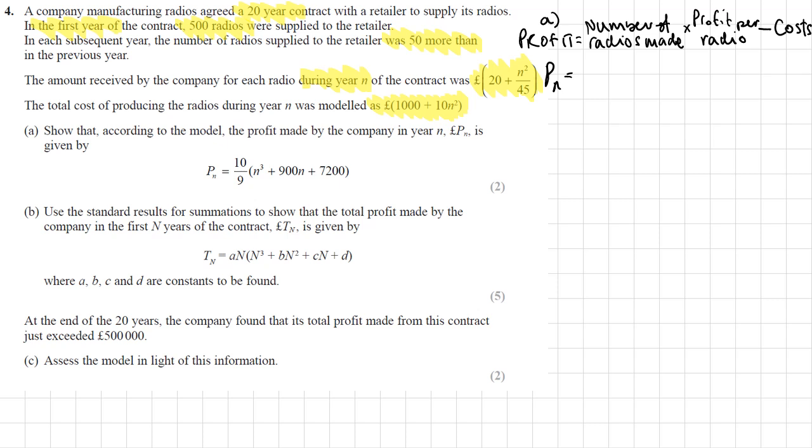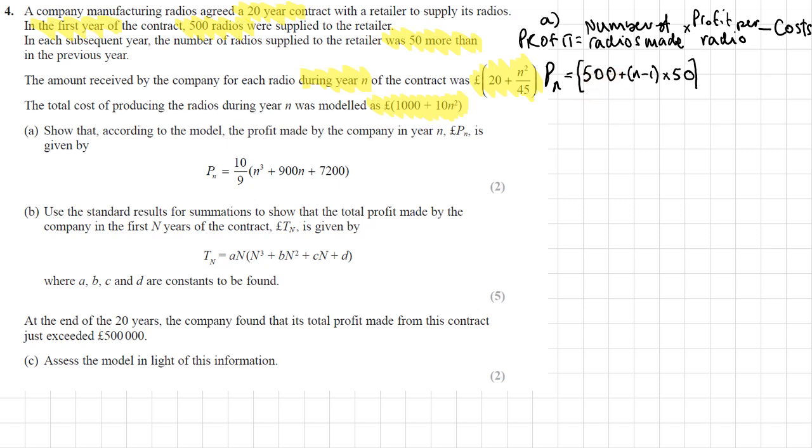Now, we're told that we start with 500 radios, and then in each year after that it increases by 50. So 500 in the first year, then 550 in the second year, 600 in the third year, and so on. So the way I'm going to express that is by doing 500 plus n minus 1 times 50. In other words, in year 1 it's just going to be 500 because you have 1 minus 1. In year 2 I'll get the 550.